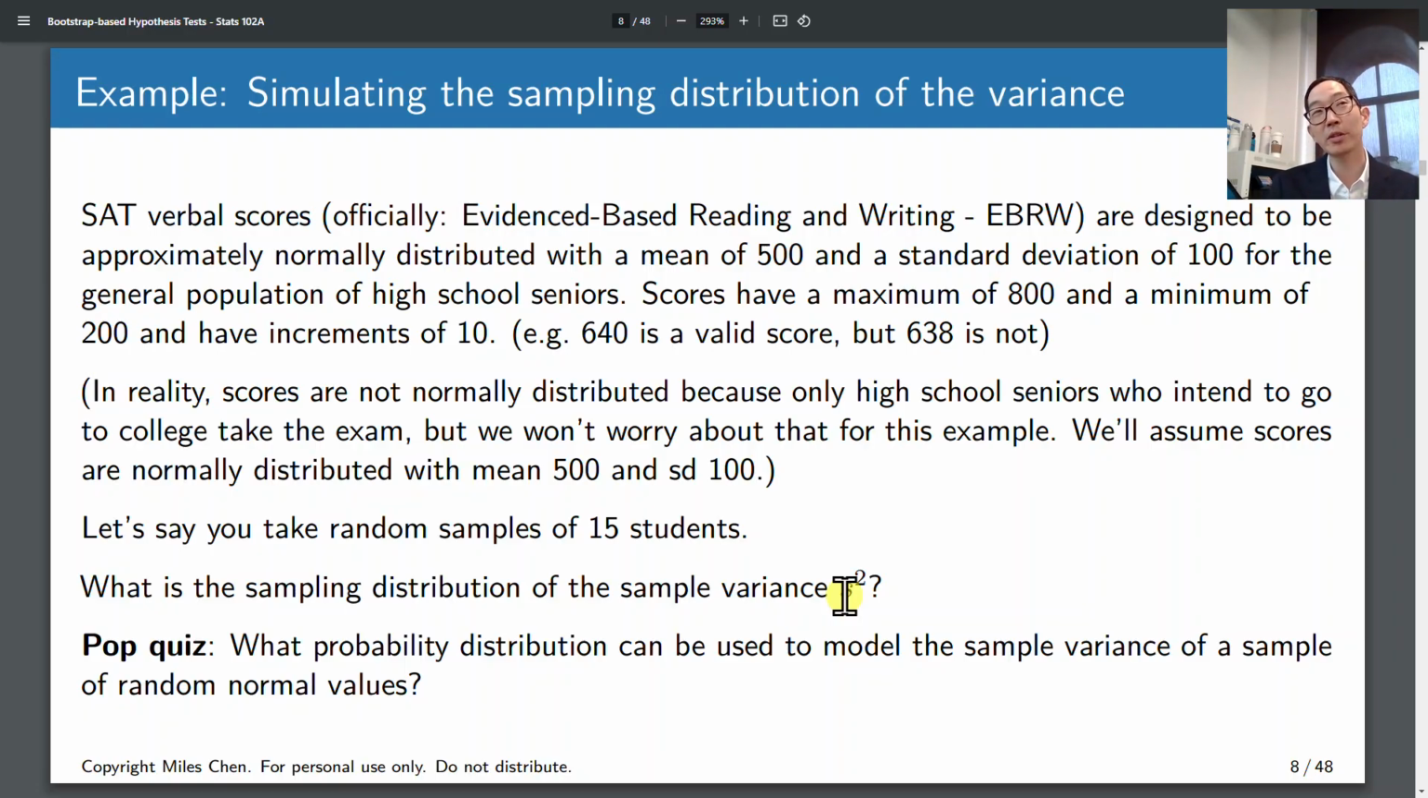Let's say we take a random sample of 15 students, and then we want to ask questions about the variance. So we're going to say, what is the sampling distribution of the sample variance? Do you guys remember the answer to this question? If you have a random sample drawn from a normal distribution and you look at the sample variance, what is the sampling distribution of the sample variance?